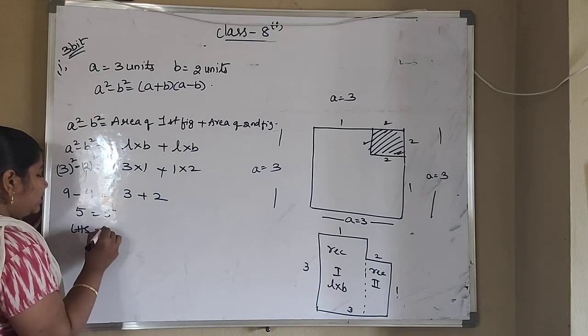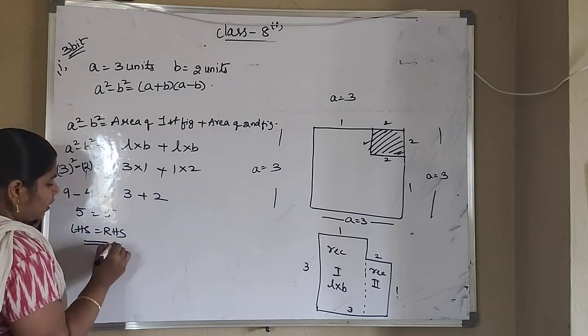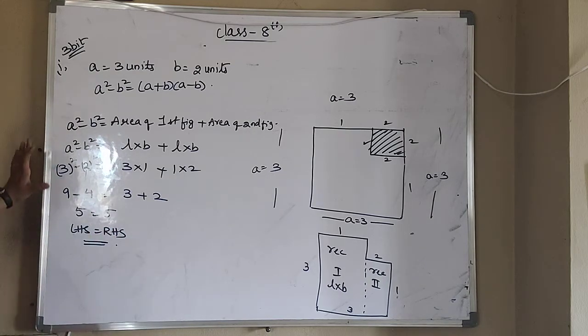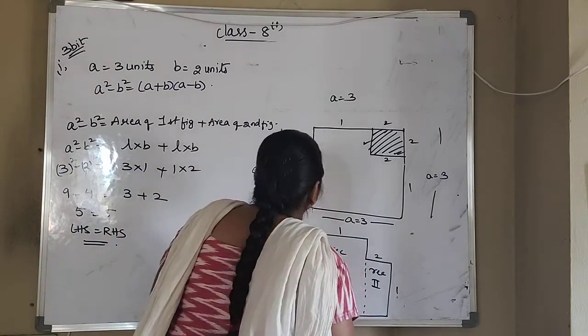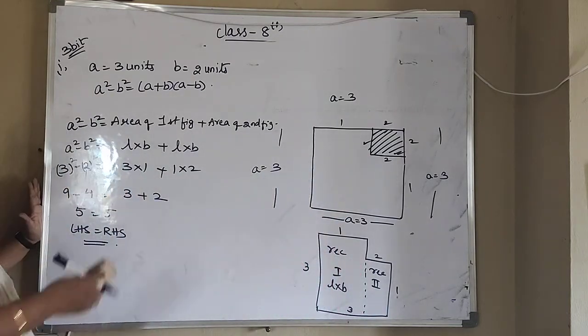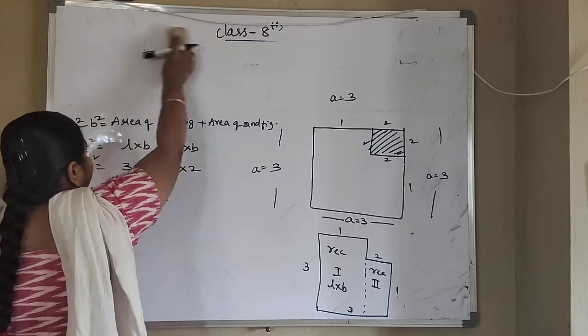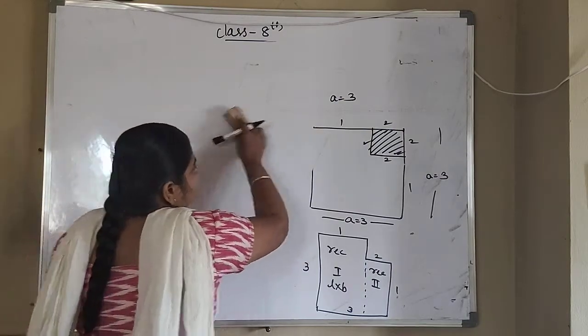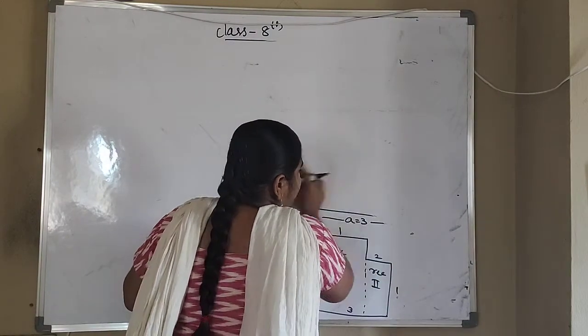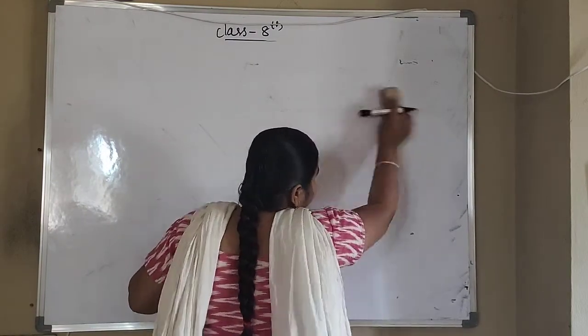So you got LHS is equals to RHS. So this is a geometrical verification for the first question. Okay. So next one we will see. With the next question our chapter will be completed. In the next class we can start our new chapter. This is the last problem in the chapter.